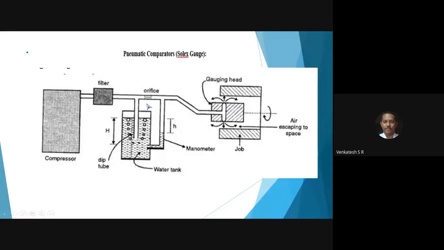Minus values of diameter, back pressure. Say once the air is coming from the orifice, passes through the gauging head, released in the measuring head in the center or in the circumference. Again, the same high pressure air sucked by the gauging head is sent to the manometer where you can measure the back pressure. For that reason, it is called a back pressure gauge.